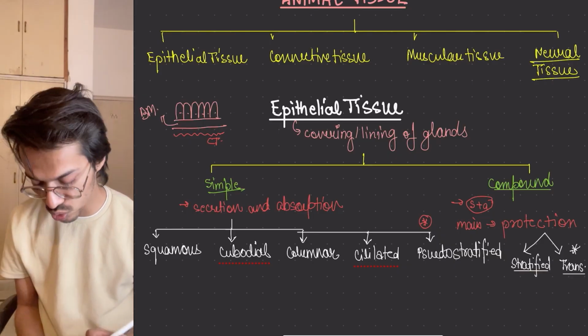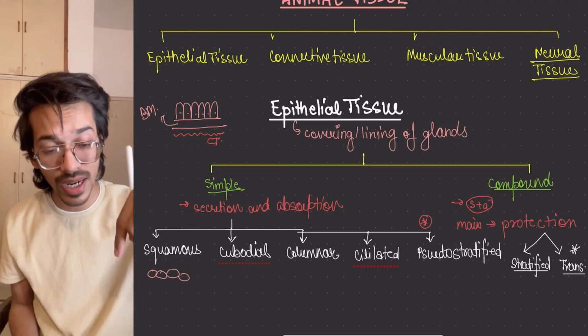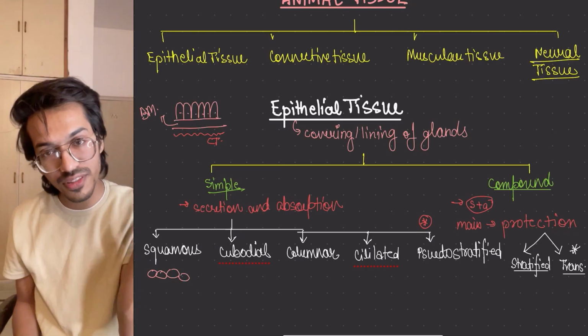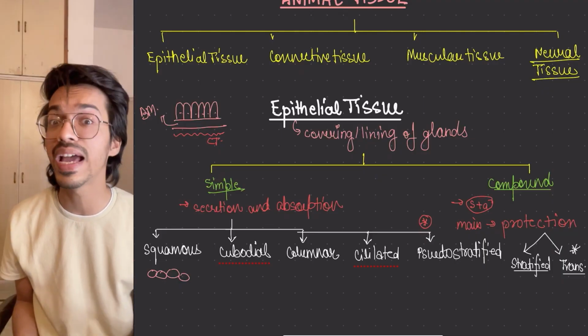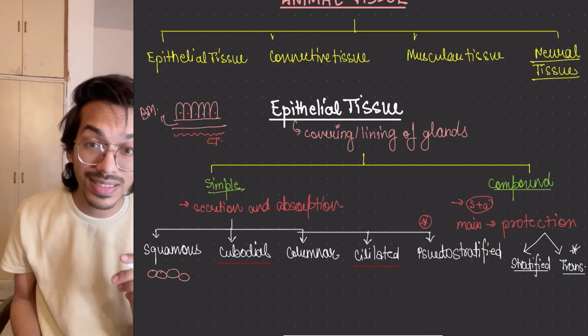So squamous will be what? The cells will be flat, like tiles. Look, you have tiles down there on your floor. So these kinds of cells, flat tile-like cells, are there. That's why it is also called pavement epithelium, the pavement on which people walk.